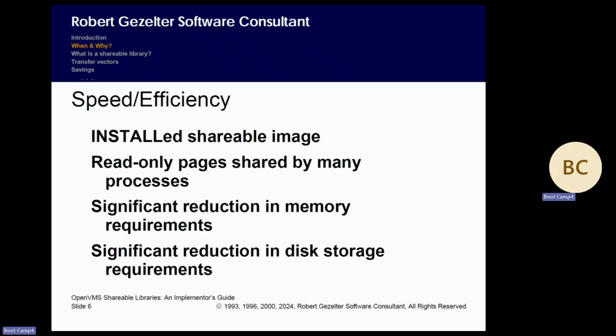For speed and efficiency, you install the shareable image and you gain one copy of the read-only code and data. Writable material is handled by copy on write pages. Reduce the memory footprint. That improves the total number of people using memory. It improves, in some cases, caching. And also, you save a lot of disk space.